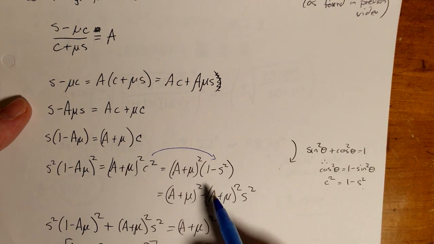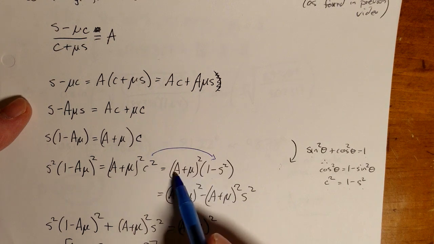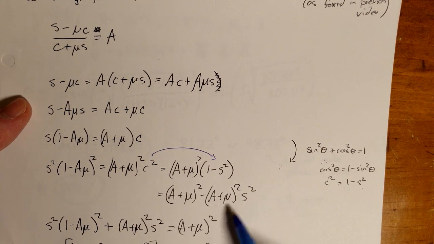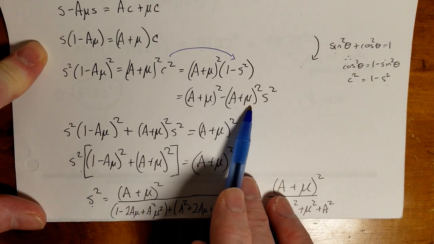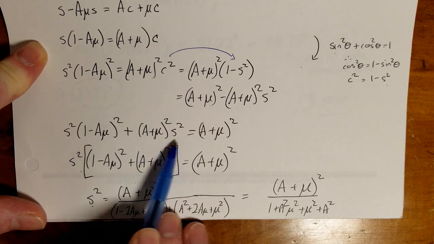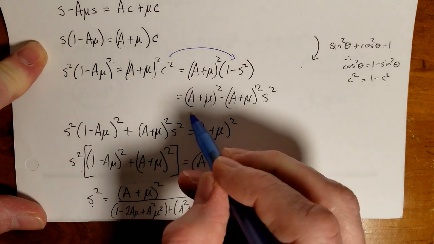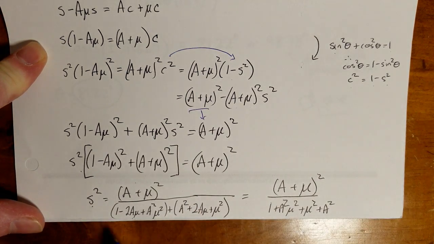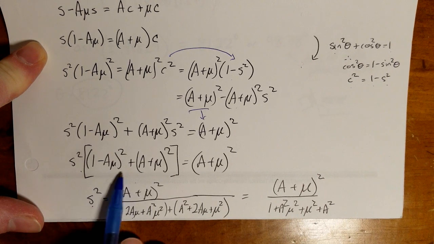Distribute, or partially FOIL, however you want to look at it. Anyway, multiply the 1 times this, and then negative s squared times that. So now I have a sine squared term here and a sine squared term here. I add this to both sides, and that's equal to whatever is left over. I then factor out sine squared, and I'm left with this.